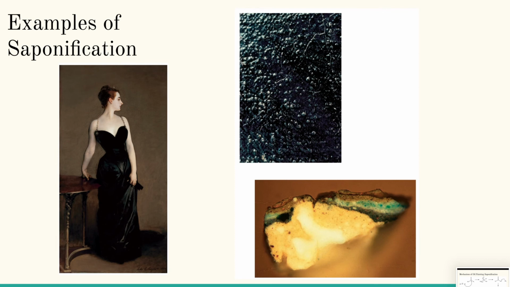This first example is of the painting Madame X by John Singer Sargent. The close-up of the black paint in her dress shows how the soap pockets have started to rise up to the surface of the painting, creating small bubbles. The cross-section shows an image of the saponified soaps within these bubbles.